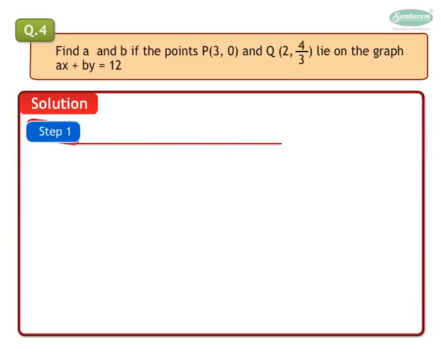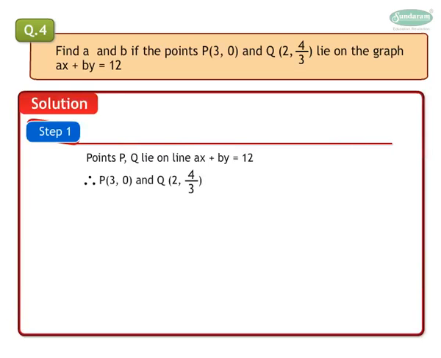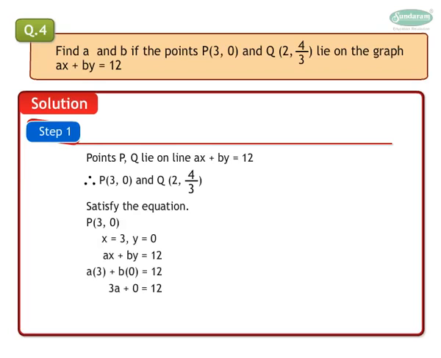Solution. Step 1. Students, since point P and point Q lie on the line whose equation is ax plus by is equal to 12, the coordinates of these points definitely satisfy this equation. Let us substitute the values for x and y for points P and Q. For point P, x is equal to 3, y is equal to 0. Therefore, 3a plus 0b is equal to 12. We solve this linear equation and get the value of a as 4.